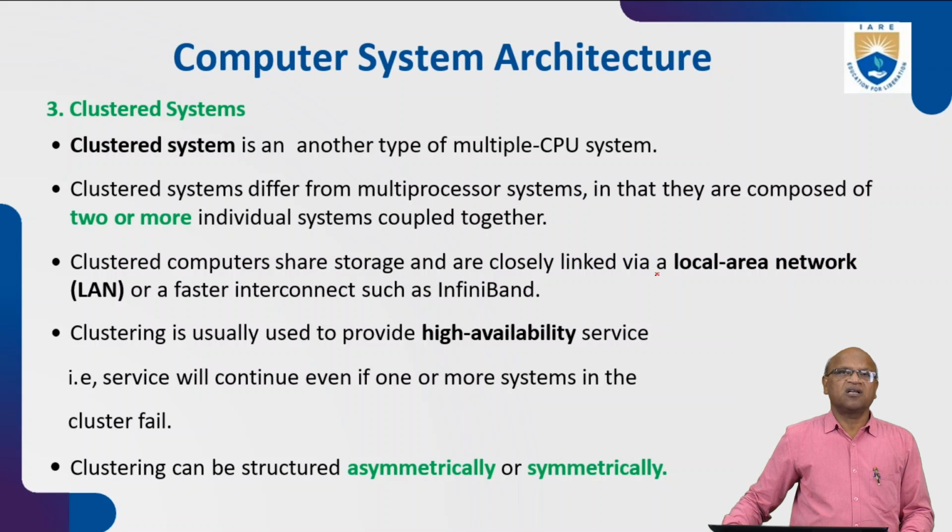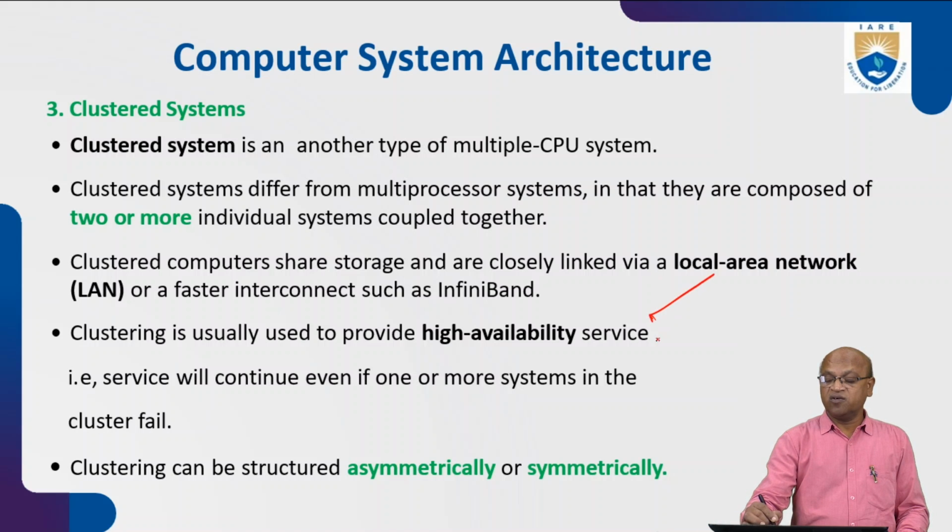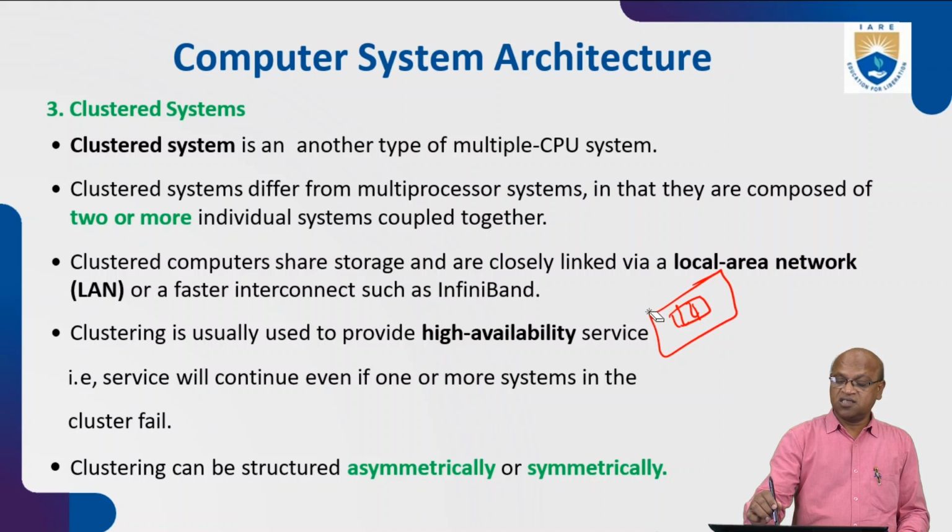Clustered systems. A cluster system is another type of multiple-CPU system. The clustered system differs from a multiprocessor system in that it is composed of two or more individual systems coupled together. So instead of one system, we have got a number of processors. This is a multiprocessor system; the cluster system is different. 2 or 3 systems will be clubbed together. That is called a cluster system.